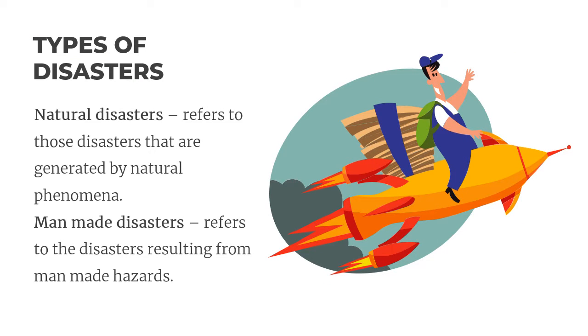So there are different types of disasters. We have natural disasters and we have man-made disasters. Natural disaster refers to those disasters that are generated by natural phenomena, and man-made disasters refers to the disasters resulting from man-made causes. So this is somehow a self-explanatory type of description.